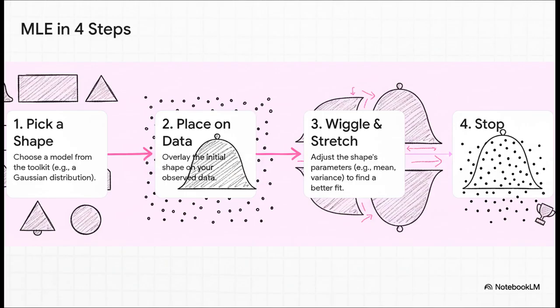And we can really just break it down into these 4 simple intuitive steps. Step 1, pick a shape from your toolkit. Step 2, place it over your data. Step 3, wiggle and stretch that shape by tuning its parameters. And Step 4, stop when you find the version of that shape that best explains the data you saw. It's an incredibly elegant and powerful way to fit a model to reality.